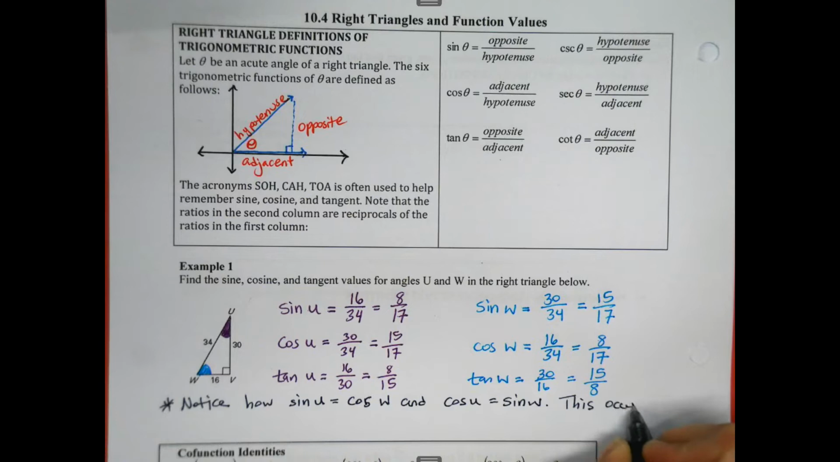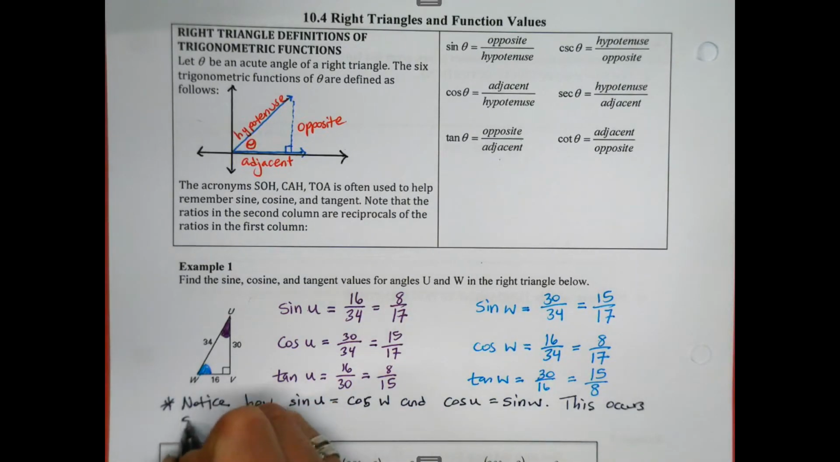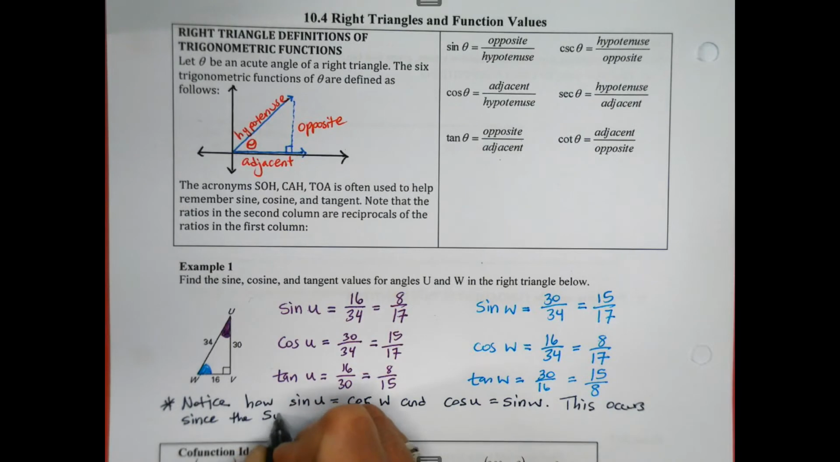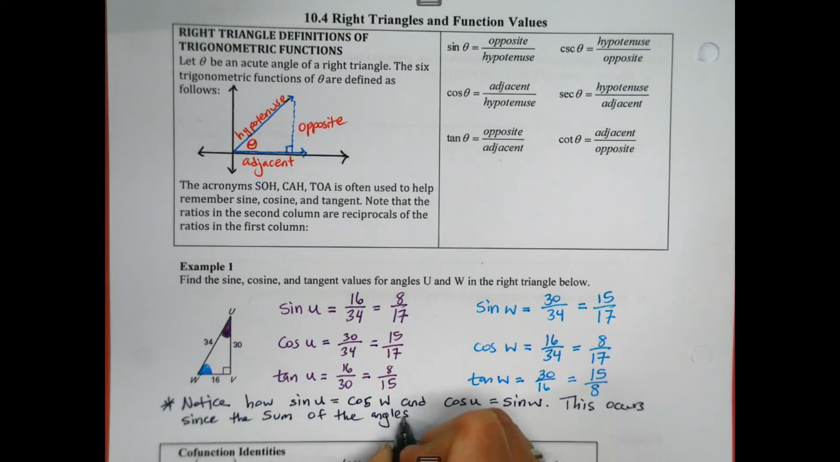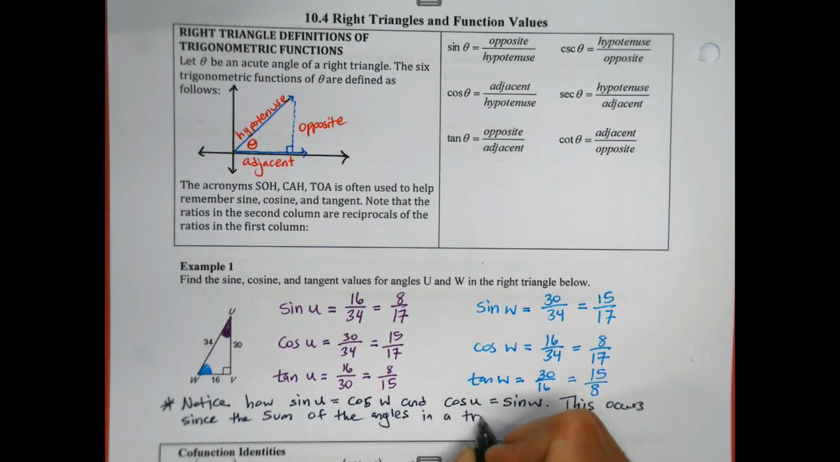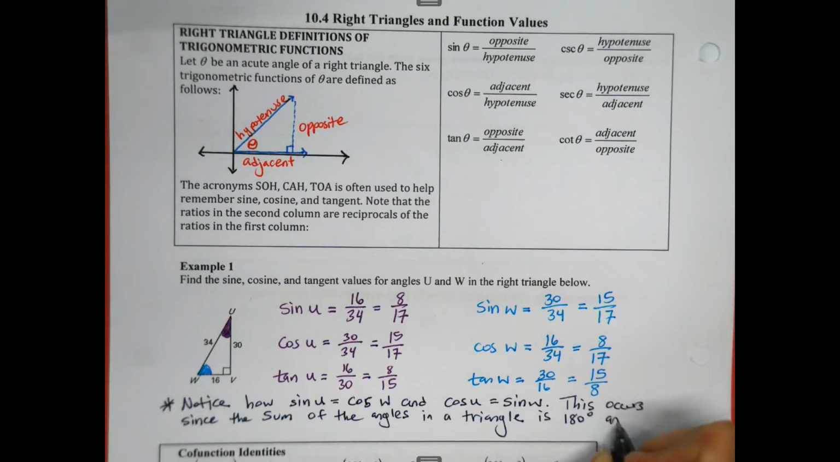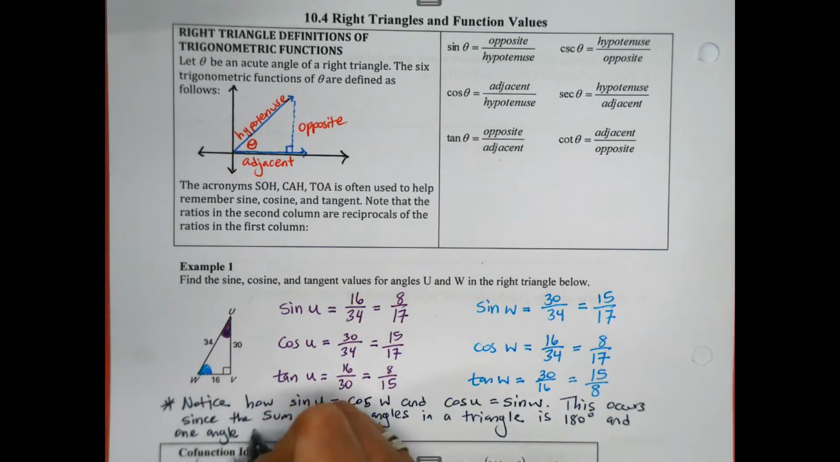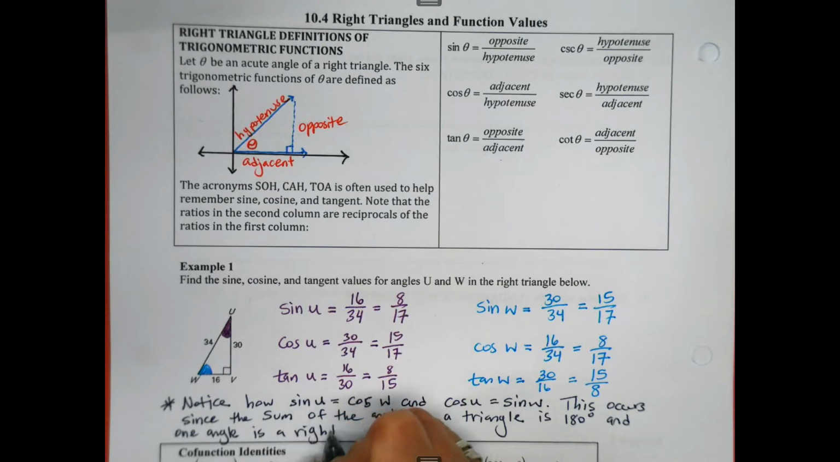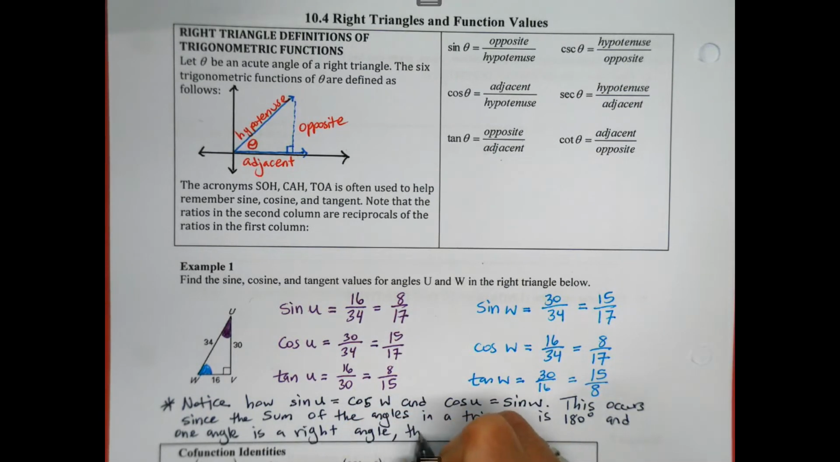This occurs since the sum of the angles in a triangle is 180 degrees. And one angle is a right angle. Therefore, angle W plus angle U is going to be equivalent to 90 degrees.